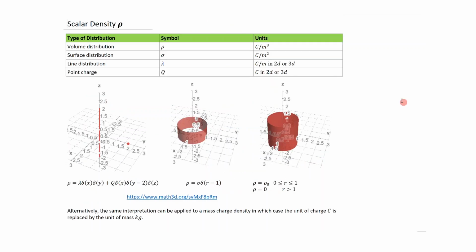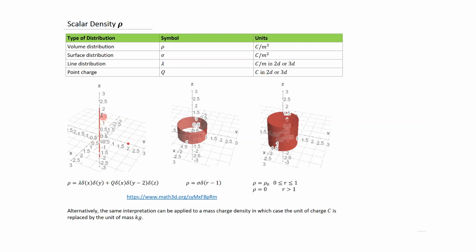All right, so let's look at some examples in terms of how you would write out the charge density for a number of examples. If we have a volume distribution, then we use the symbol rho, and units are coulombs per cubic meter. The surface distribution, we're going to use the symbol sigma. That's coulombs per meter squared. Line distribution, we're going to use the symbol lambda. Units are coulombs per meter in either 2D or 3D. And a point charge will have the symbol Q and has units of coulombs in 2D or 3D.